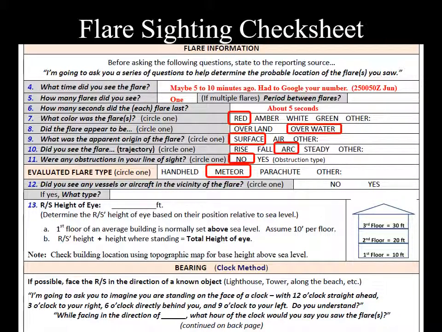We also want to know if the reporting source can see any boats or aircraft in the area of the flare. It could be the source of the flare or other possible leads the command center can contact.